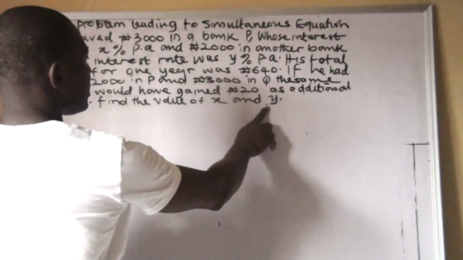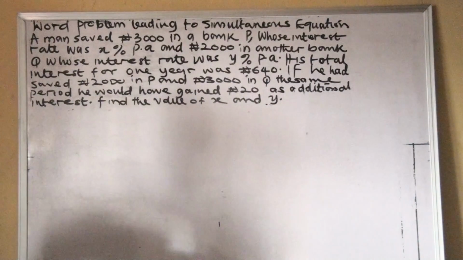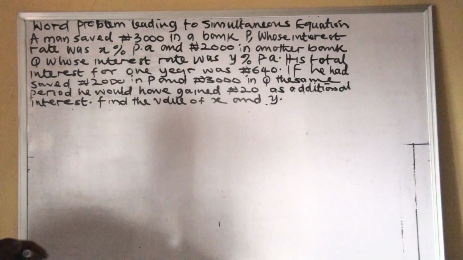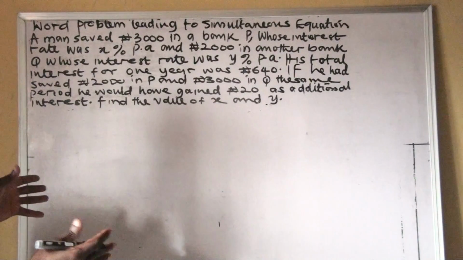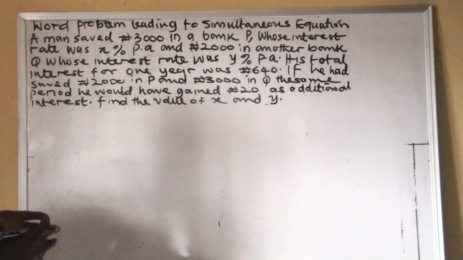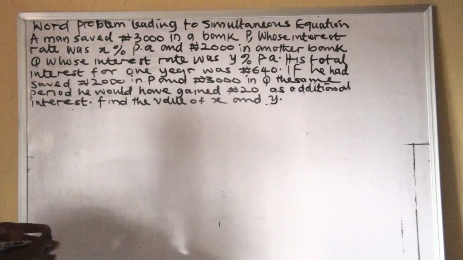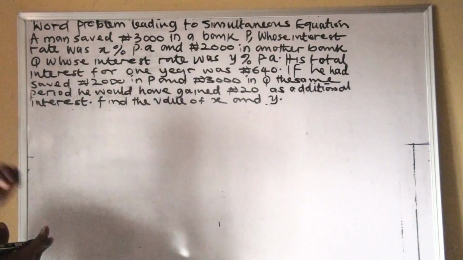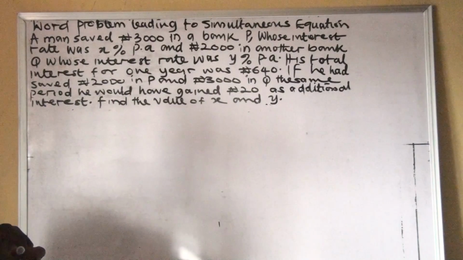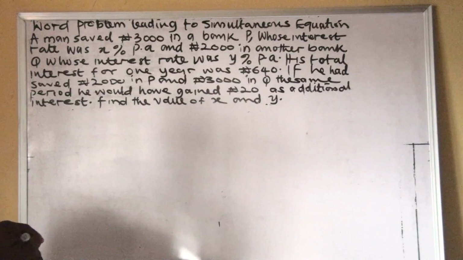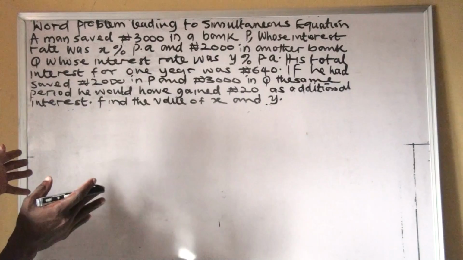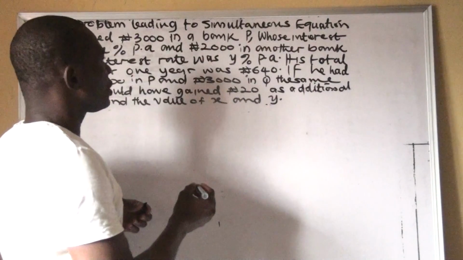Here we can see that we have two unknowns. That means it is a typical simultaneous equation. We have two banks here, and for each we have two principals as well. Our interest rates are X and Y% respectively. So here we can interpret this question first. In banks P and Q, in the first part of the question, the interest was 640.